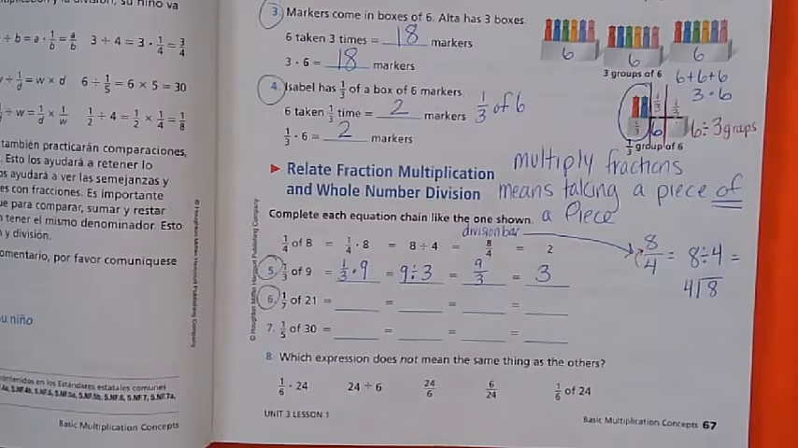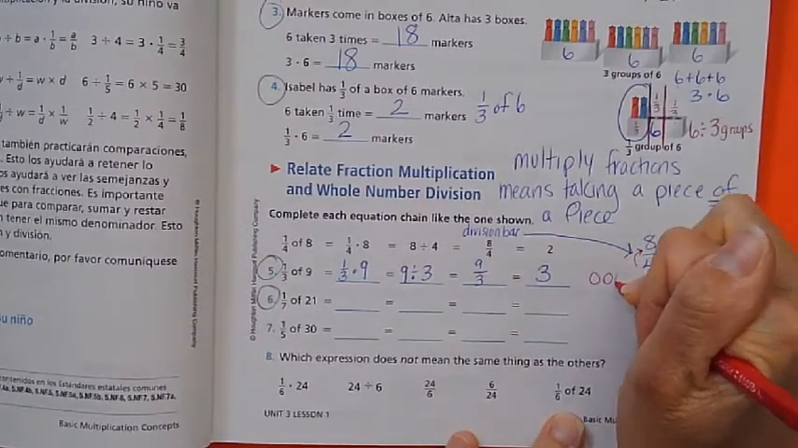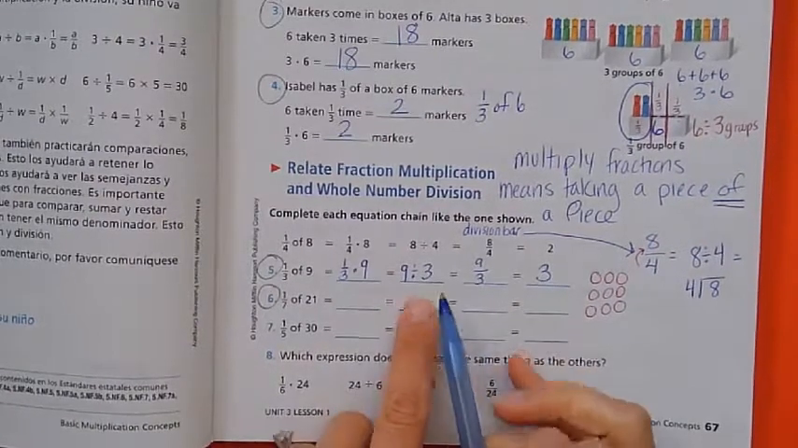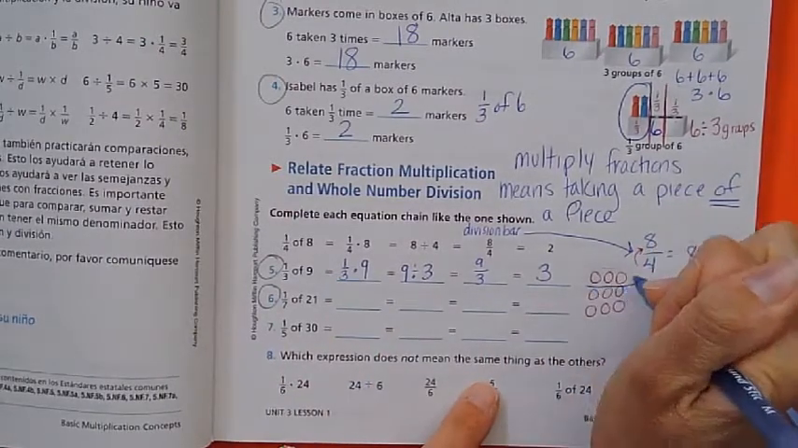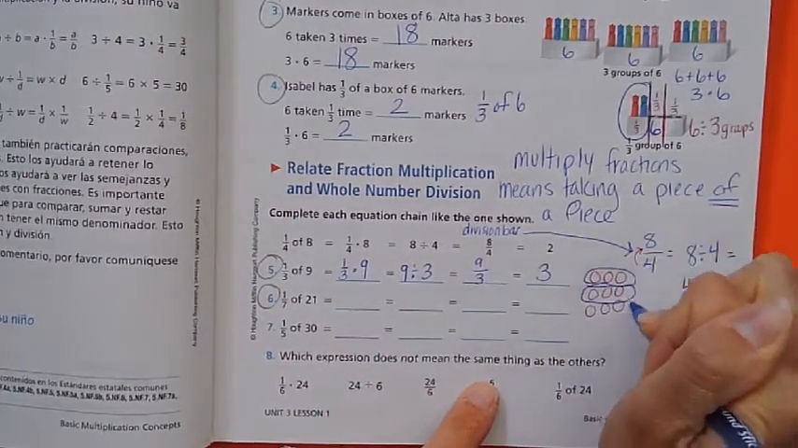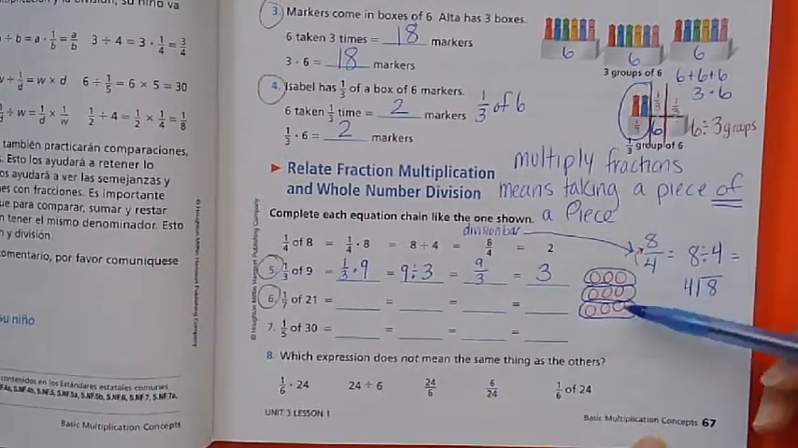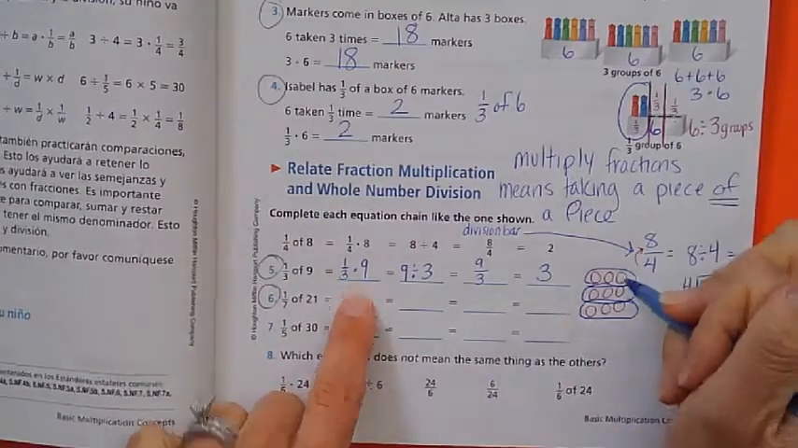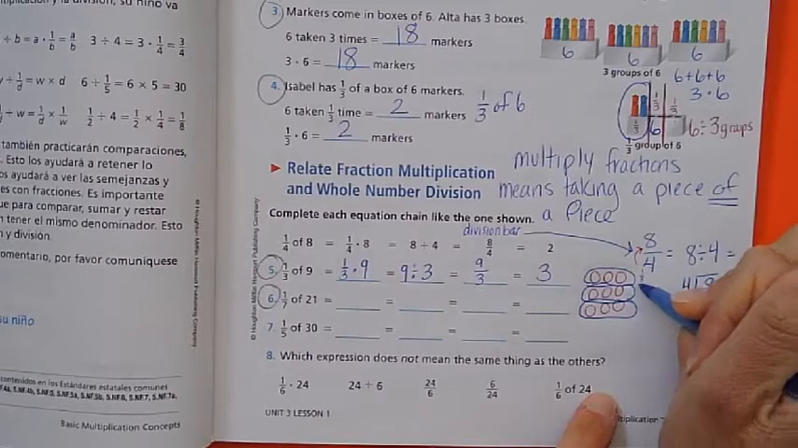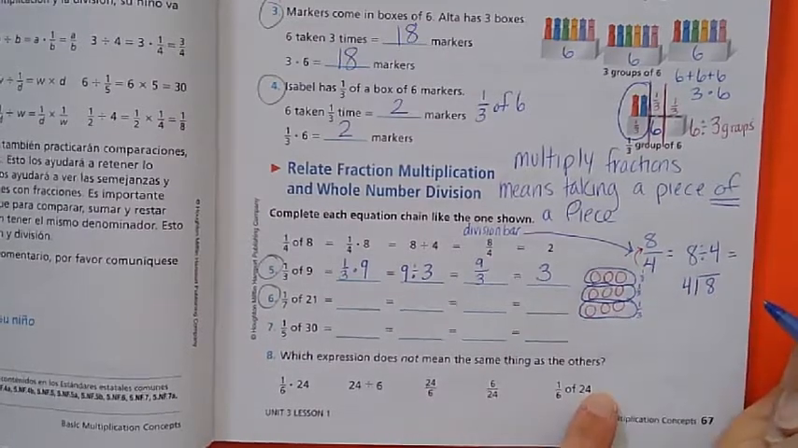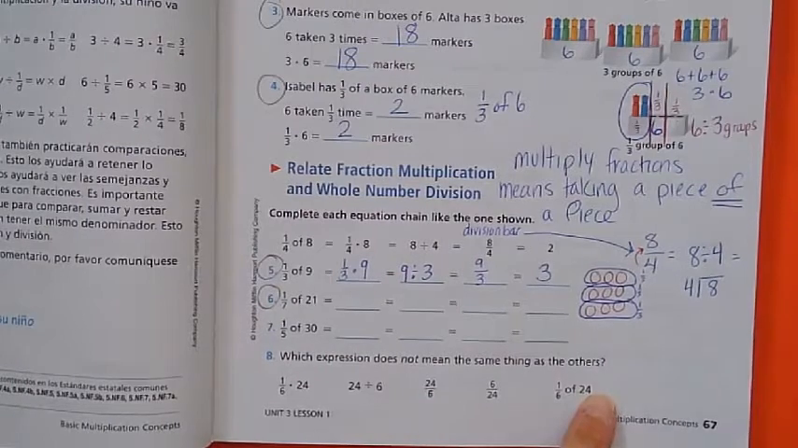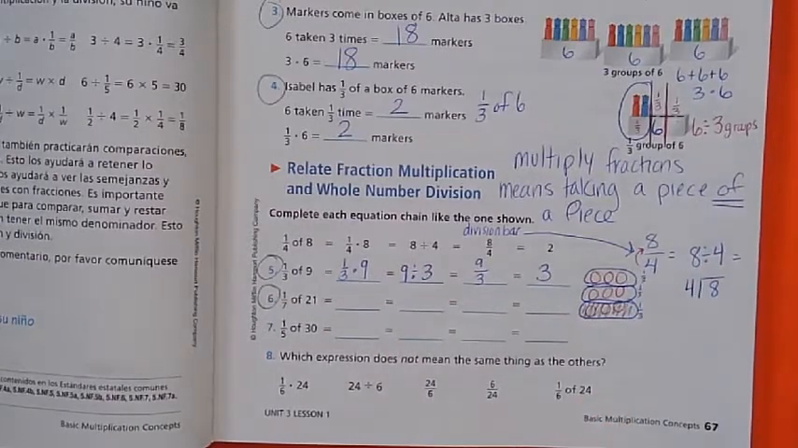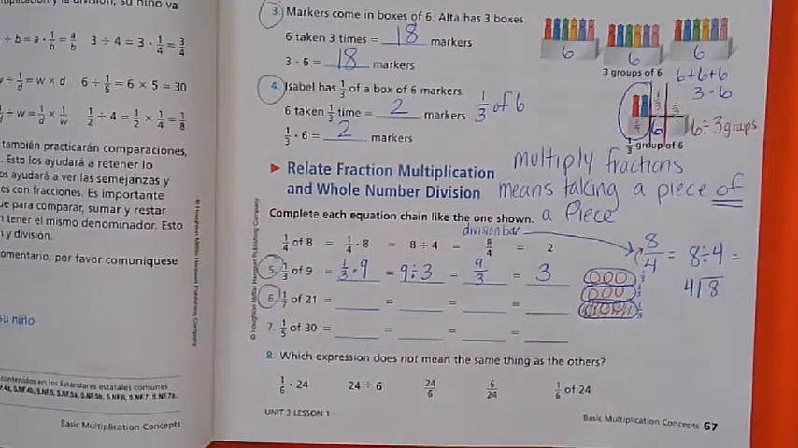If we think about this as a picture, 1, 2, 3, 4, 5, 6, 7, 8, 9 circles. And if we're dividing them into 3 groups, here is 1 group of 3, 1 group of 3, 1 group of 3. So if we're dividing 9 into thirds, 1/3, 1/3, 1/3 of 9, 1/3 of 9 is 3. This is 1/3 of 9, 3 circles. We'll do the next one.